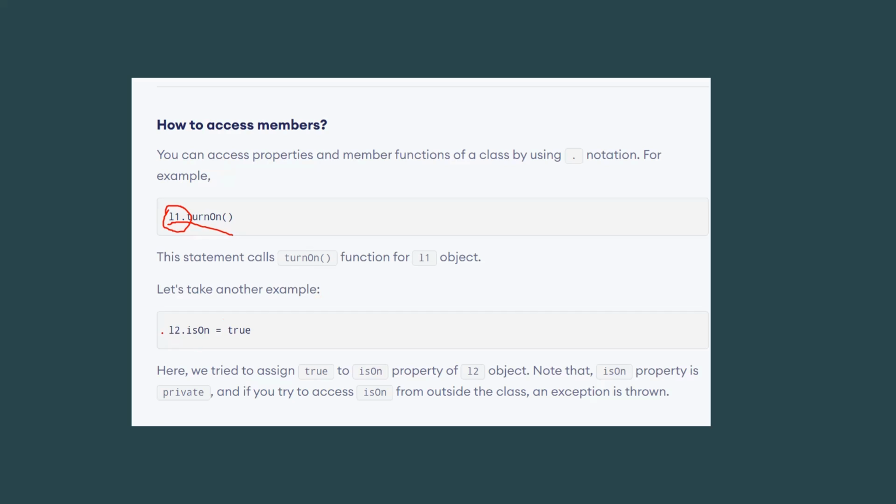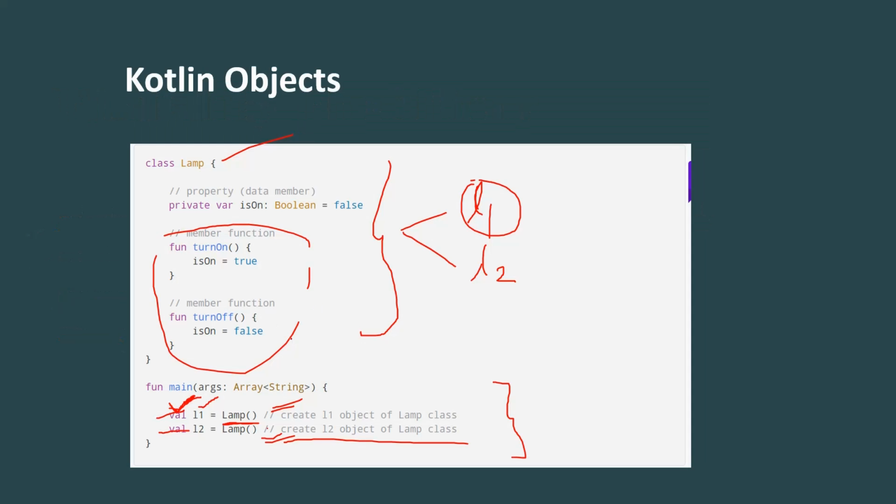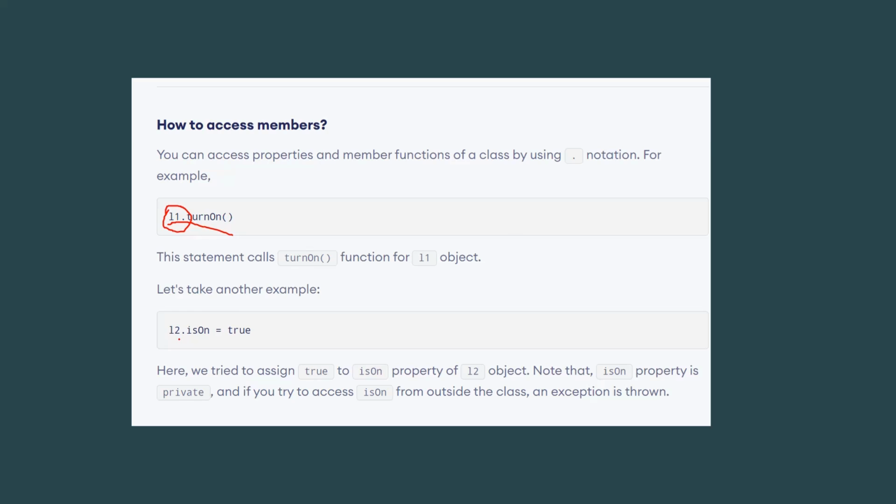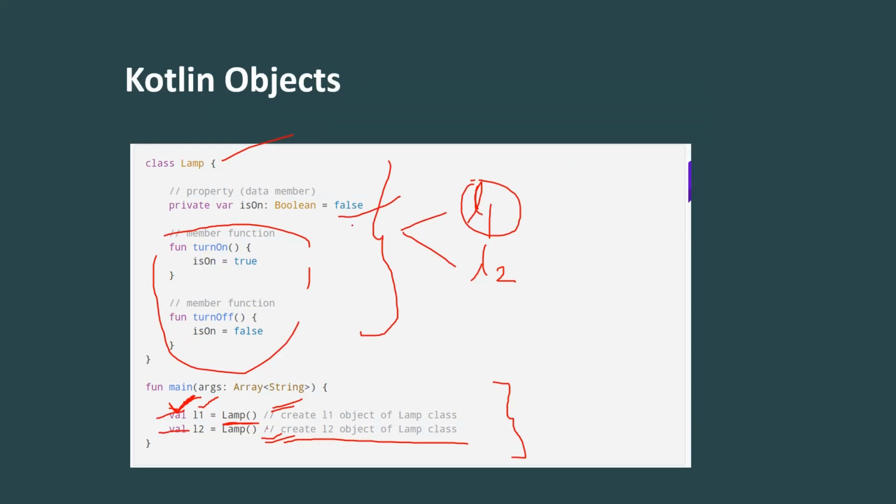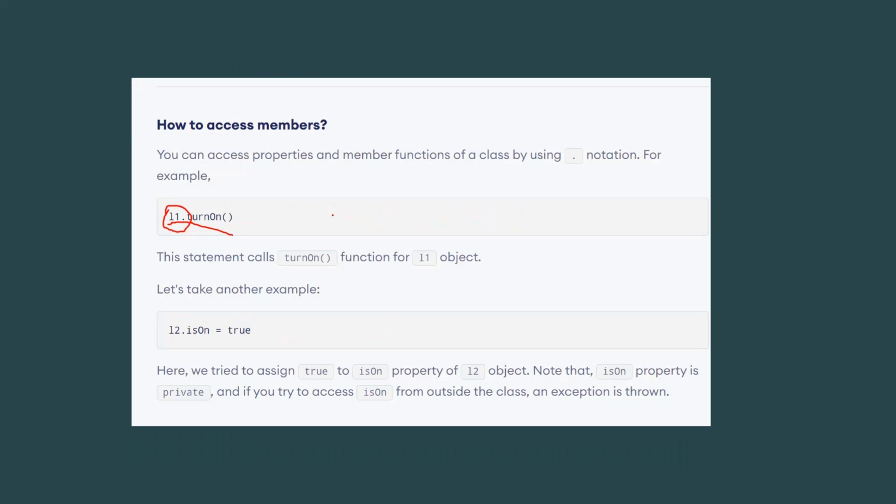Let's take another example. L2 dot is on is equal to true, which means that basically initially it's off, right? It's in an off state, right? So if you want it to be on initially, you're going to set this to true. Yes, here we try to assign true to the isOn property of the L2 object.